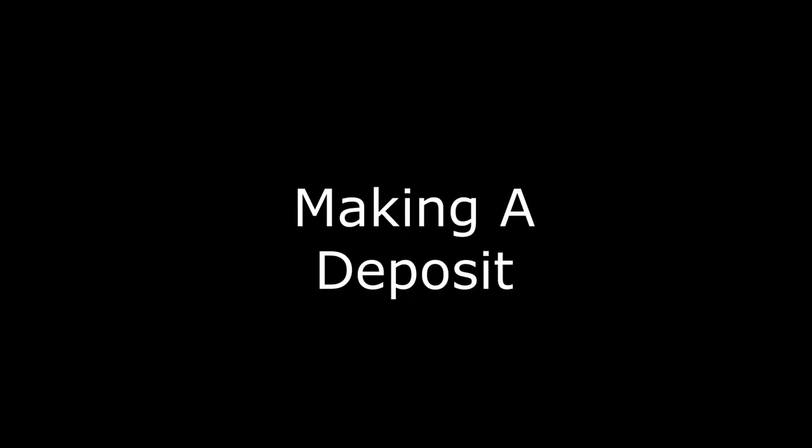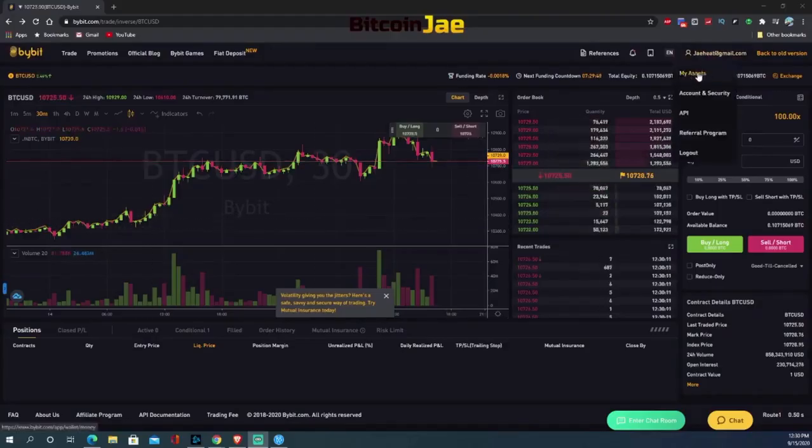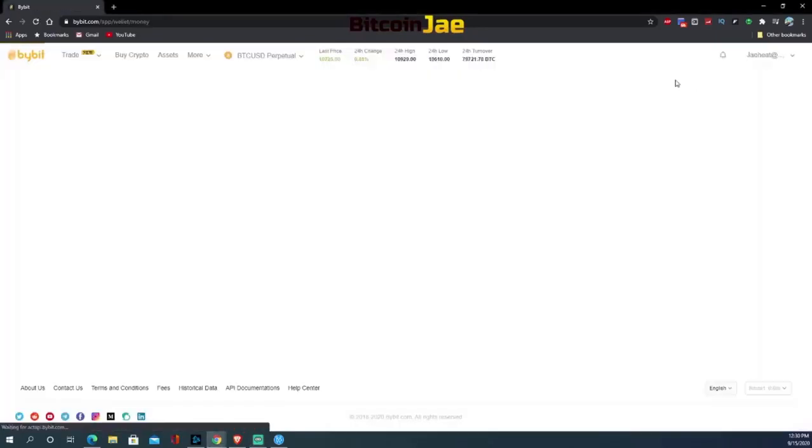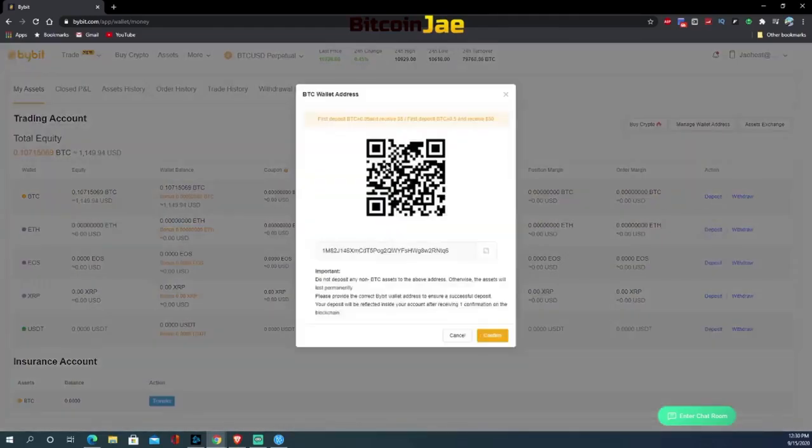Making a deposit. There are two different ways you can make a deposit on Bybit. The first way is to go to the top right, click on My Assets, scroll down, and you will see your trading account. Here you can deposit Bitcoin, Ethereum, EOS, Ripple, or USDT. You just click deposit on the right hand side and copy the wallet address. This is where you're going to be sending your Bitcoin. If you want to send Ethereum, you do the same thing: hit deposit and copy that address. The same with the rest.